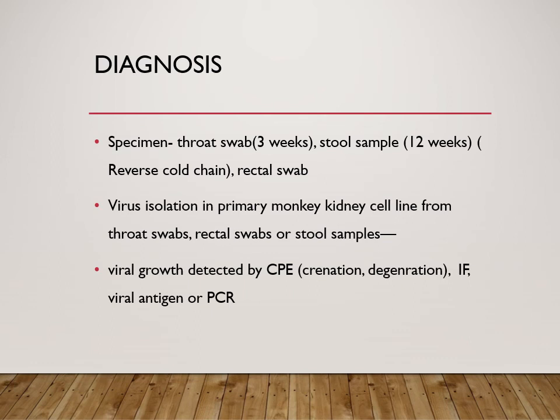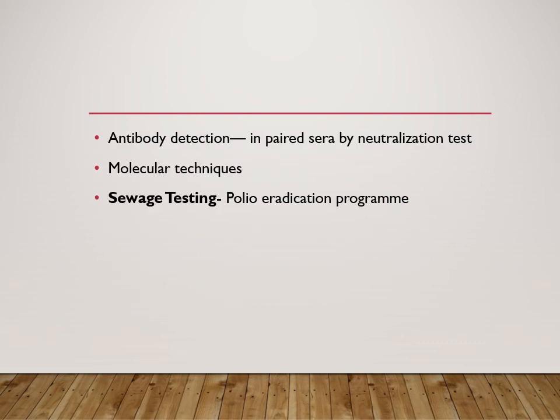Second modality, how will you diagnose this virus on the cell lines? By immunofluorescence. Third is by viral antigen or by polymerase chain reaction. So all these things can be done once the virus grows on the cell lines. Then we can do antibody detection in the patient sample.